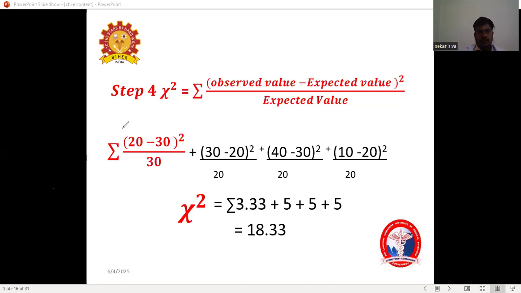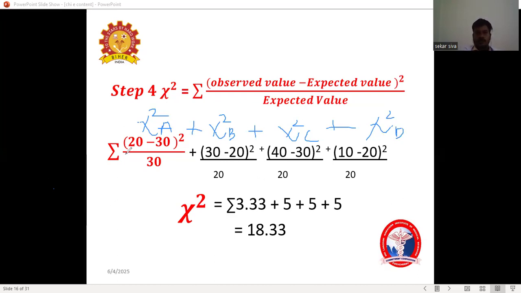Okay, I'll highlight here. This is chi-square for A plus chi-square for B cell, and this is chi-square for C cell, and this is chi-square for D cell. Are you clear?